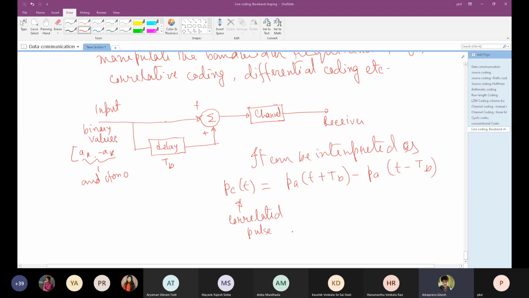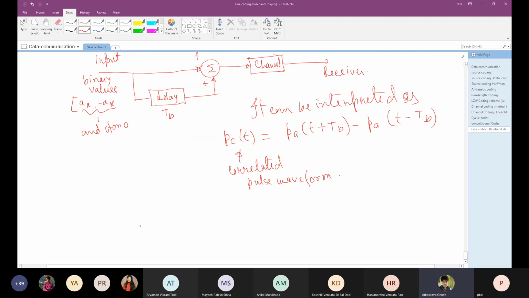Sir, how is this correlated pulse coming? No, because these two are summed up together. Okay, so that way it is coming. But then one should be a PAT only because one is getting delayed, but what about that T plus TB? How is that coming? Yes. Yeah, it is like PAT plus PAT minus TB. Okay, let me write PAT.